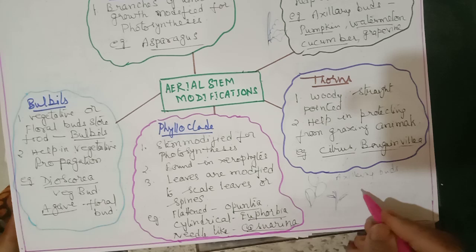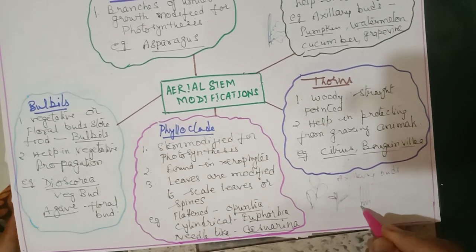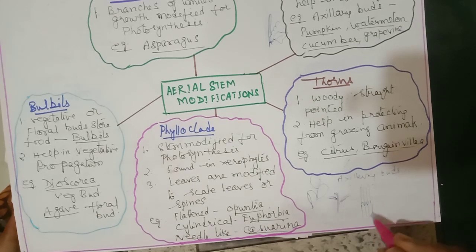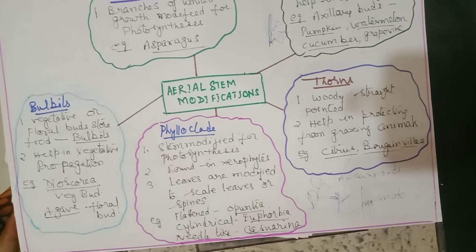Needle-like in Casuarina. In Casuarina we find such type of structures in the stem. They are needle-like, and at each point, this is called a node, where scale leaves are present. So phylloclades exist in different shapes, but their function is the same. That is, phylloclades are involved in photosynthesis. They are formed in xerophytes.